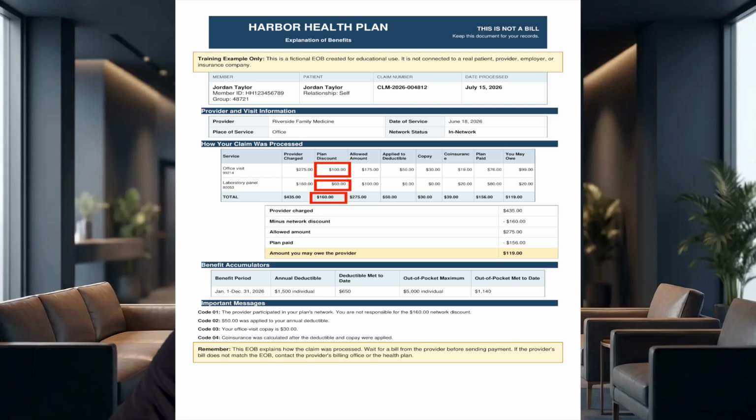Notice what happened? The provider billed $435. Insurance only recognizes $275. So that $160 difference isn't transferred to the patient. It's a contractual adjustment because the provider agreed to that in those contractual terms. Patients often ask, "Insurance didn't pay that amount, so do I owe it?" No, not if the provider is in network. This is one of the most misunderstood concepts in healthcare billing.